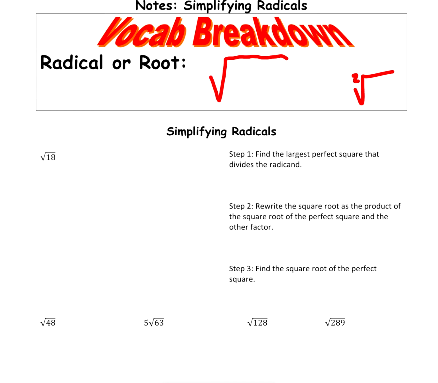But radicals and roots can have other numbers called indexes. You could have a 3 out in front. You could have a 4, 5, 6. It's the opposite of raising it to a power.